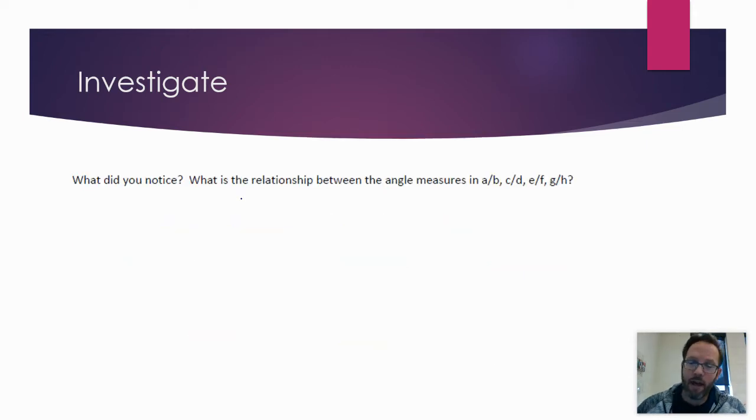Hopefully you've had a chance to do that. You paused the video, gave it a think. But if you noticed, each pair adds up to a specific value. Each pair adds to 90 degrees, or pi by 2 radians. And this actually motivates our first of 2 of our cofunction identities.